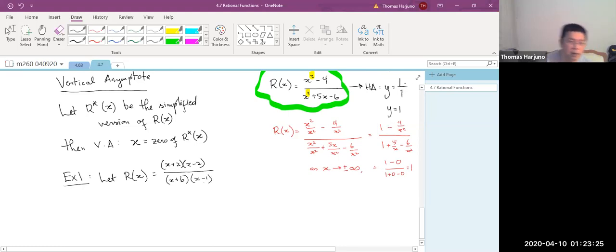Can I simplify this? No. So this is the simplest. Once it is the simplest, we can read the vertical asymptote from here. That will be x equals the zero of the denominator: x equals negative 6, and x equals 1. That's the vertical asymptote.